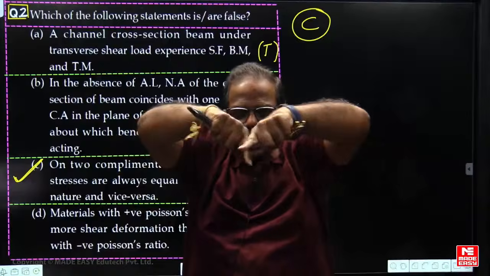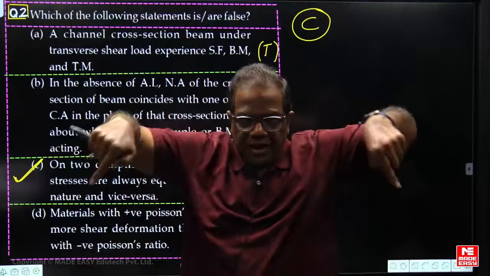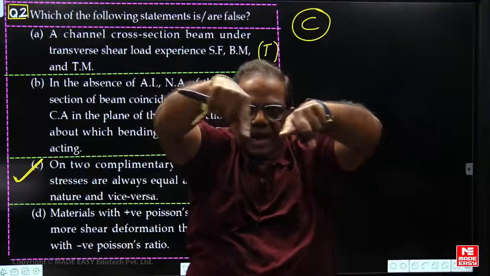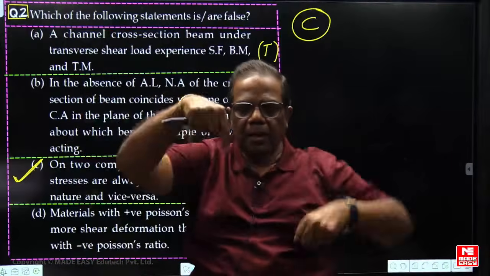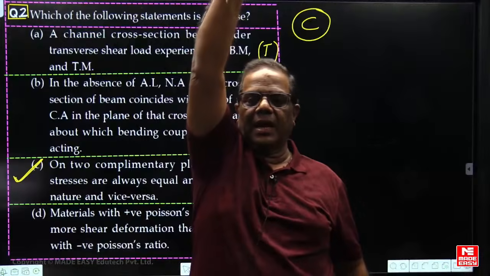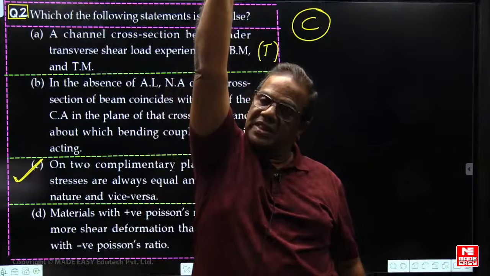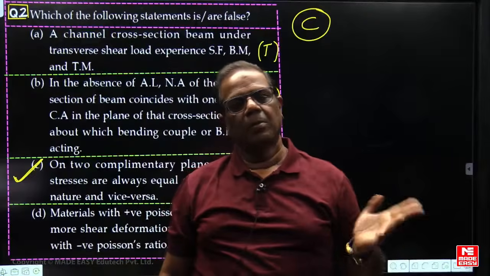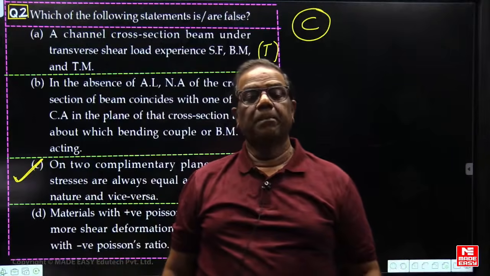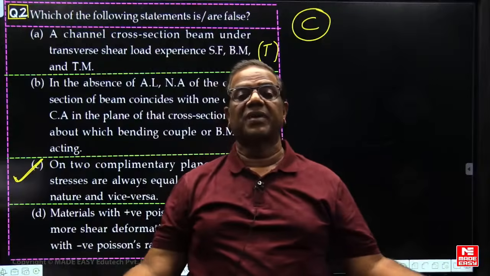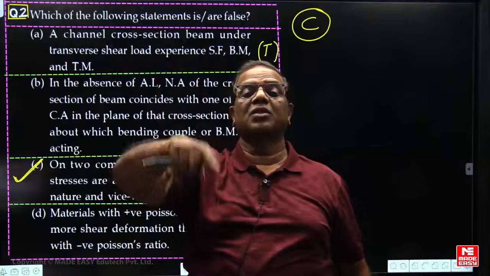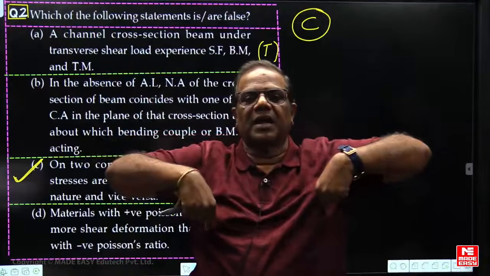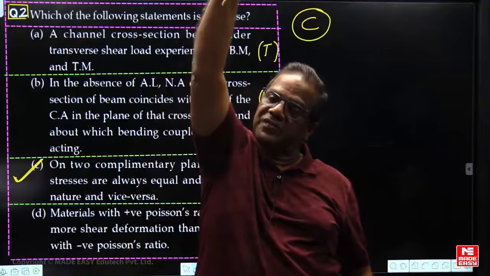If the bending couples are acting in a horizontal plane, horizontal bending, then they are acting about VCA. The neutral axis coincides with VCA. So the neutral axis coincides with HCA or VCA, both are possible. When the bending couple or bending moment is acting in the vertical plane, the neutral axis coincides with HCA. If it is acting in the horizontal plane, the neutral axis coincides with VCA.